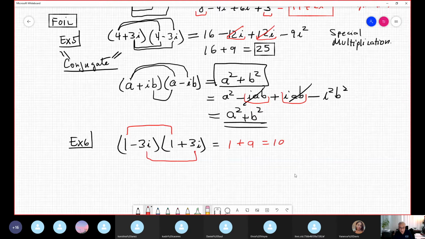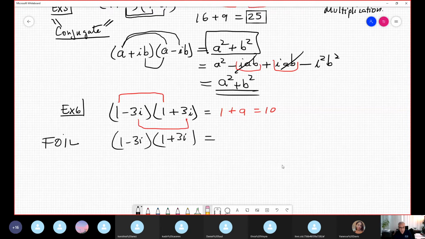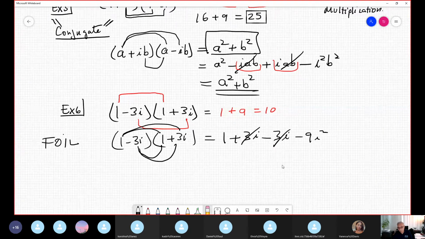Some people now say, no, I don't understand. Let's do it the traditional way. 1 minus 3i times 1 plus 3i. Multiplication by FOIL: 1 times 1 is 1. 1 times 3i is 3i. Minus 3i times 1 is minus 3i. And this is minus 9i squared. The middle terms cancel, exactly as we expect. And i squared is -1, and the other -1 that we have in front becomes positive.